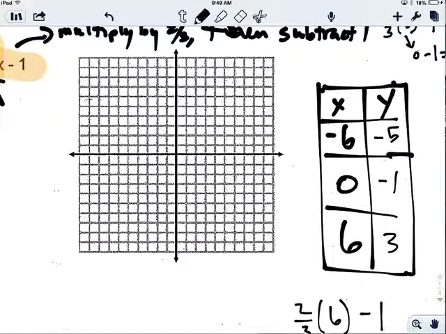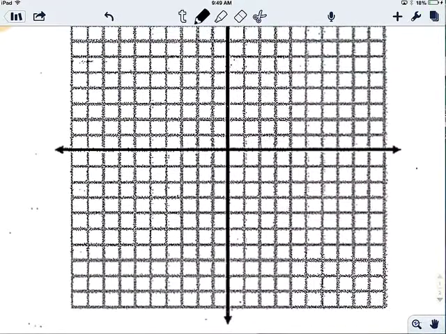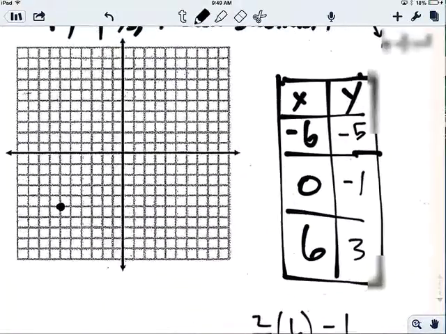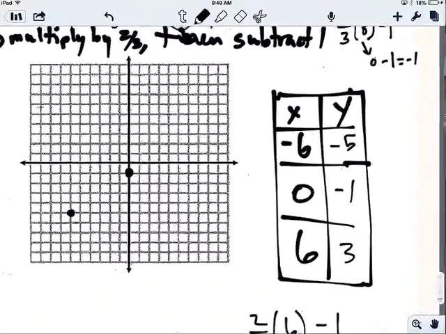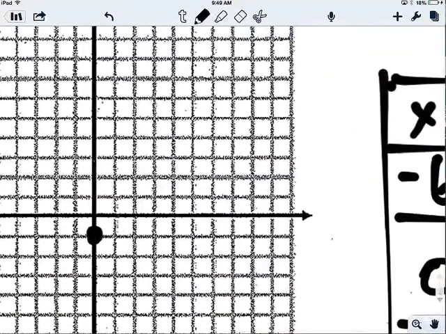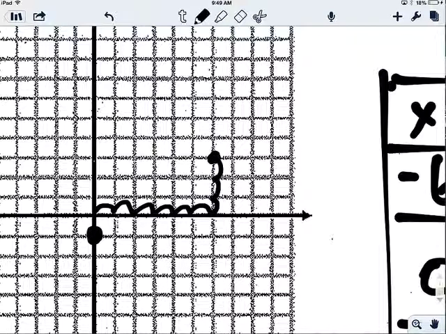So (-6, -5), I'm going to go 1, 2, 3, 4, 5, 6 to the left. And then I'll go 1, 2, 3, 4, 5 down. And I'll make my point right there, and I'm going to get rid of this work here. All right, and so then I'll do (0, -1). So 0 is nothing left or right, and then down 1, and so there's my point there. And then (6, 3) is 1, 2, 3, 4, 5, 6 to the right, then 1, 2, 3 up, and so my point's going to go right there.